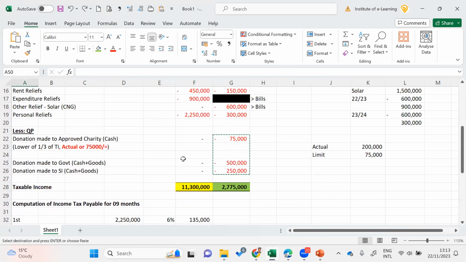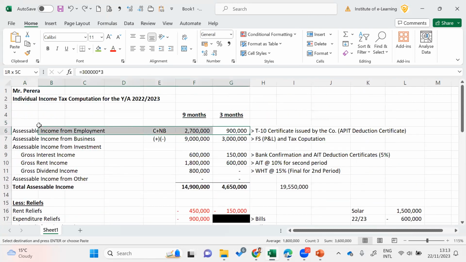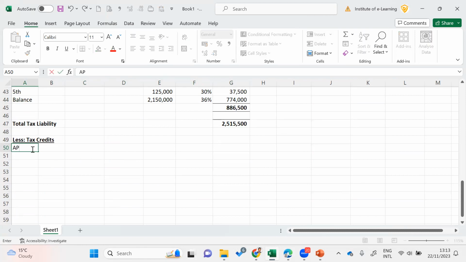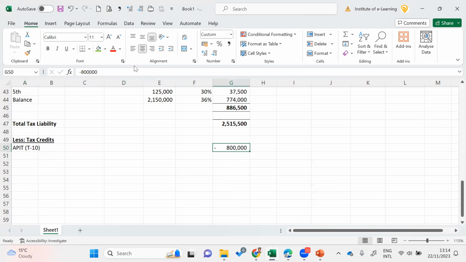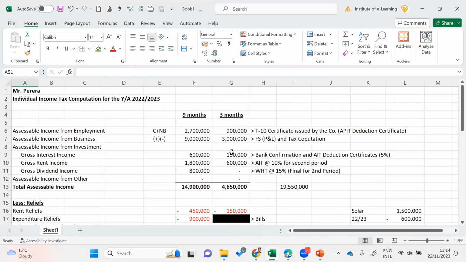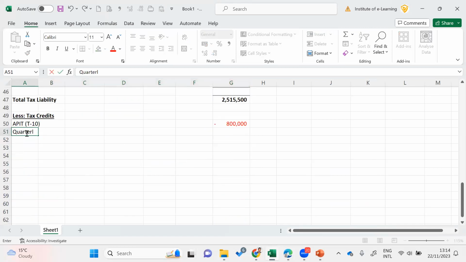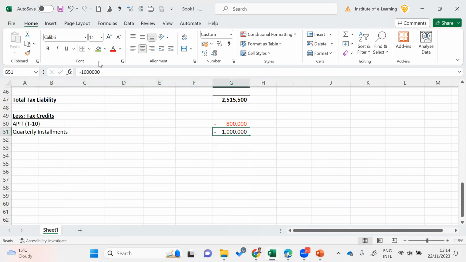So for the second period, what are the credits? If you have employment income, APIT deduction is there. Based on the T10 certificate, you can deduct the advance personal income tax paid under the T10 certificate and take the tax credit. Let's say you paid 800,000 as advance income tax. Then if you have business income, you need to pay quarterly installments, so you can deduct the quarterly installment as well, let's say 1 million.